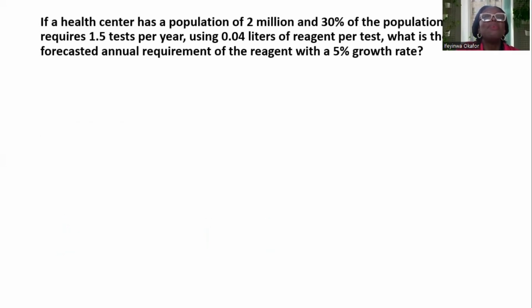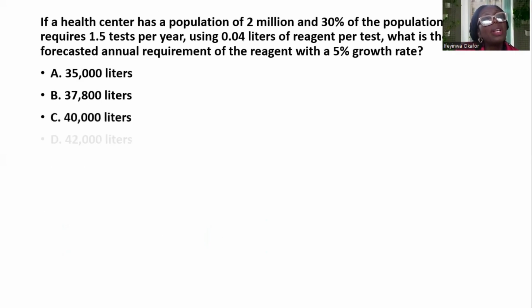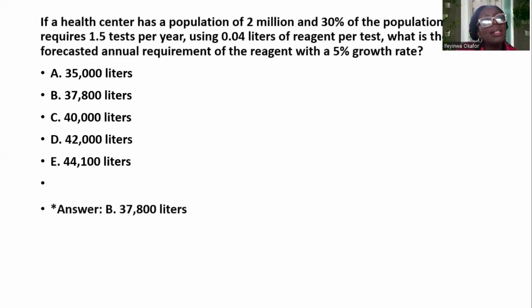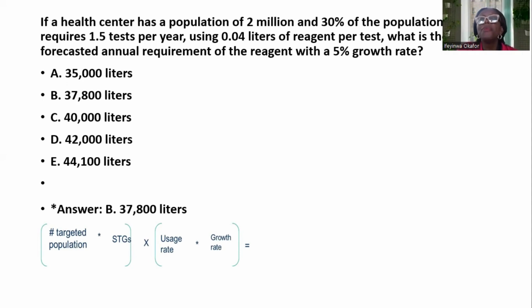If a health center has a population of 2 million and 30% of the population requires 1.5 tests per year, using 0.05 liters of reagent per test, what is the forecasted annual requirement of reagent with a 5% growth rate? And we have 35,000 liters, 37,800 liters, 40,000 liters, 42,000 liters, 44,100 liters. And our answer is B, 37,800 liters. And the formula is targeted population times the standard treatment guidelines times the usage rates, and then overall multiply by growth rate gives you the forecasted quantity.